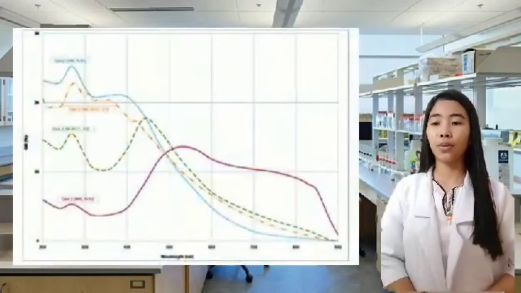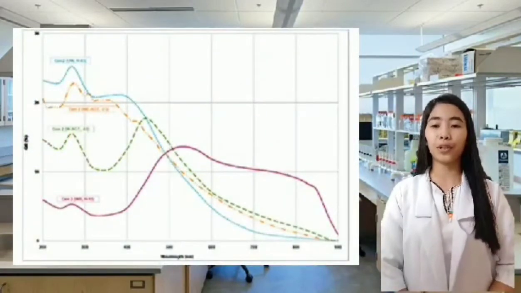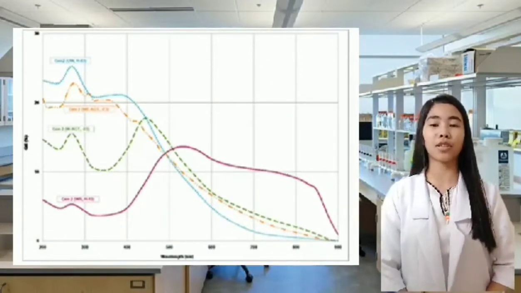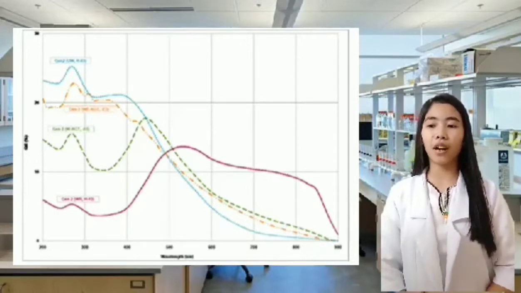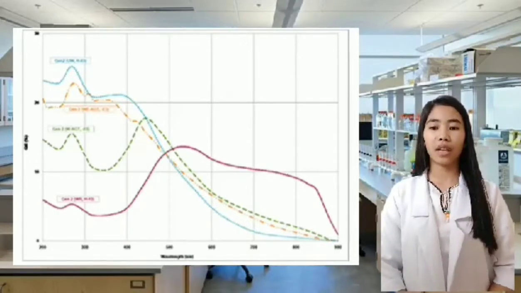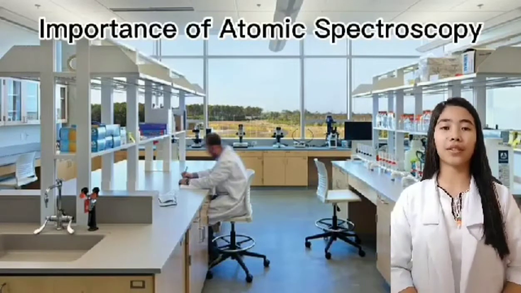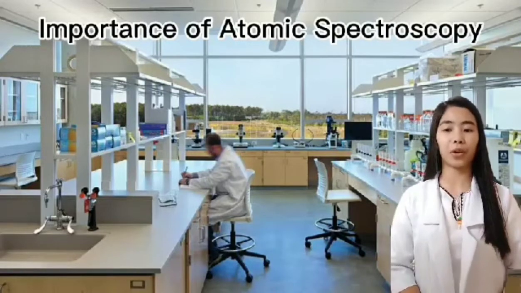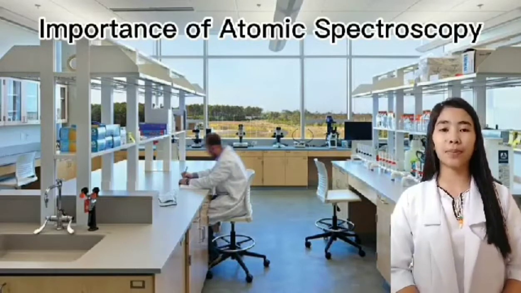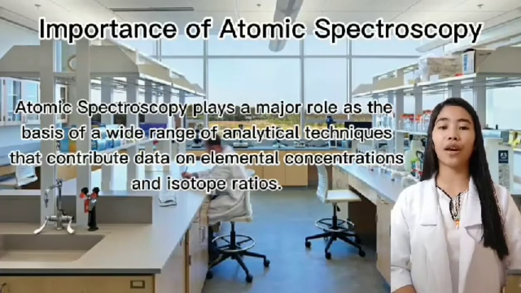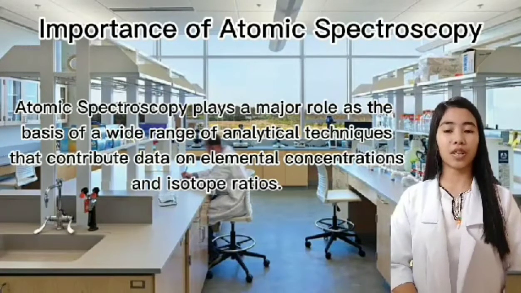So atomic fluorescence, this technique incorporates aspects of both atomic absorption and atomic emission because ground state atoms created in a flame are excited by focusing a beam of light into the atomic vapor. So why is atomic spectroscopy very important? Because atomic spectroscopy plays a major role as the basis of a wide range of analytical techniques that contribute data on elemental concentration and isotope ratios.